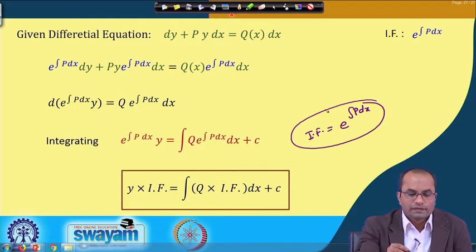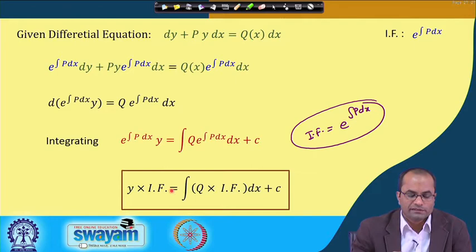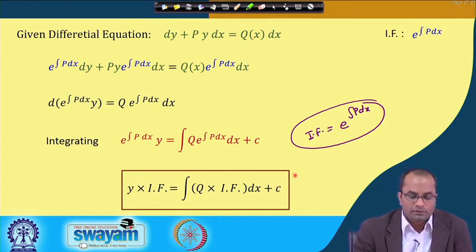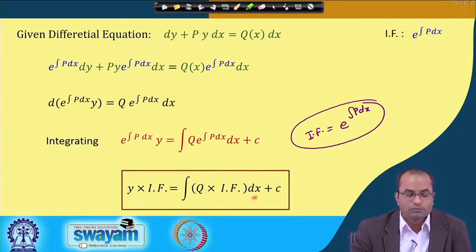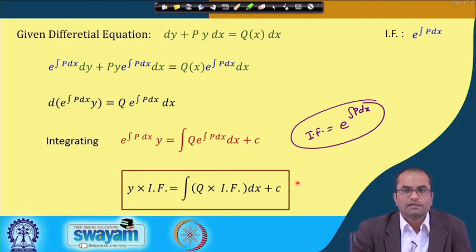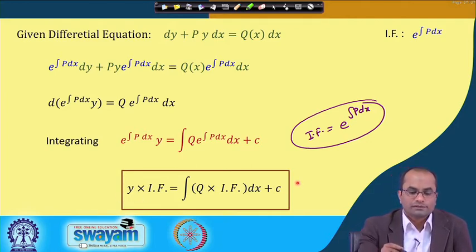So, with this integrating factor, we write y times the integrating factor is equal to the integral of q, the right-hand side of the linear equation, times the integrating factor, and we need to integrate it, plus one constant of integration c. This is the formula which can be used to get the solution of the linear equation. The q is already on the right-hand side of the equation, and the p comes in the integrating factor, and then we can simply write down the solution of the differential equation.